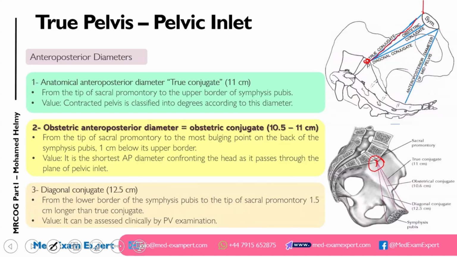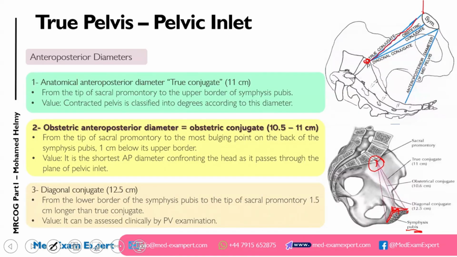Then from this point, we will extend three lines. One line going to the upper border of the symphysis pubis, and we call that true conjugate, or anatomical anteroposterior diameter. Then another line to the most bulging part posteriorly of the symphysis pubis, or at the back of the symphysis pubis, I mean. This is another line. We call it the obstetric conjugate or obstetric anteroposterior diameter.